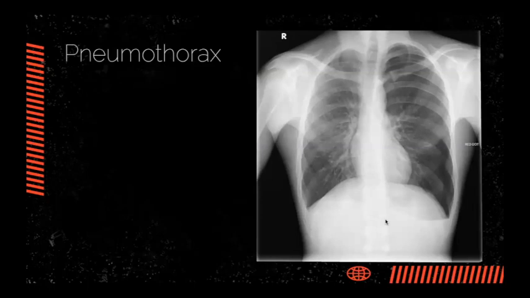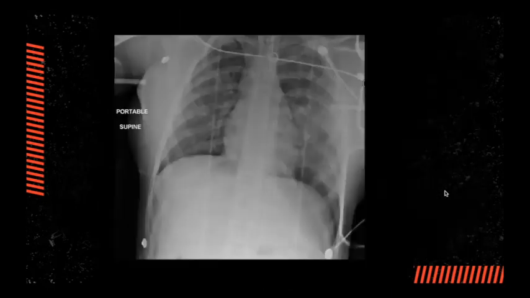All right, so these are typical features of pneumothorax. This is quite a huge left pneumothorax. You can see the pleural lining here, and beyond that there is no pulmonary vascularity.